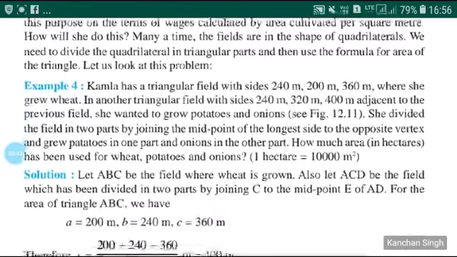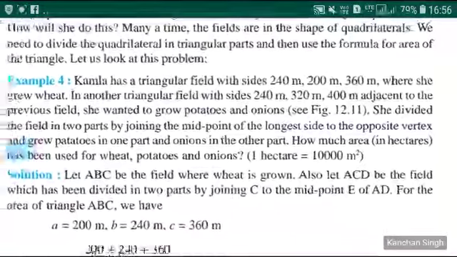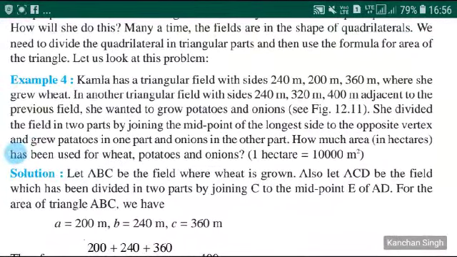Now see, under this, the first question we will solve is: Kamla has a triangular field with sides 240 meter, 200 meter, 360 meter, where she grew wheat. In another triangular field with sides 240 meter, 320 meter, 400 meter, adjacent to the previous field, she wanted to grow potatoes and onions. She divided the field into two parts by joining the midpoint of the longest side to the opposite vertex and grew potatoes in one part and onions in the other part. How much area has been used for wheat, potatoes and onions?